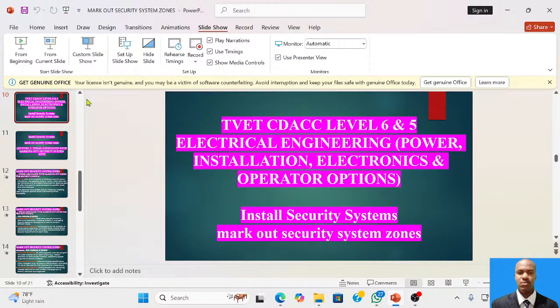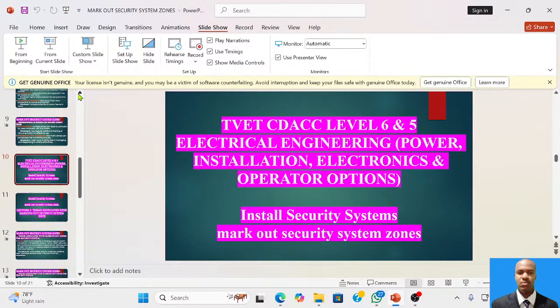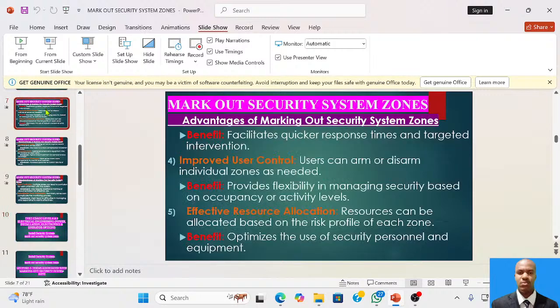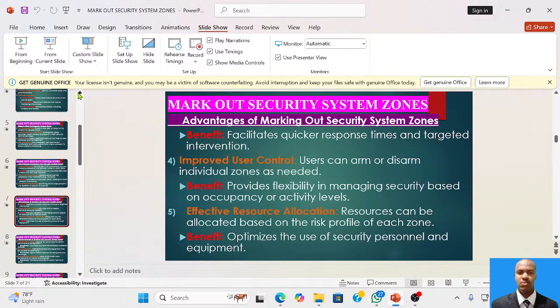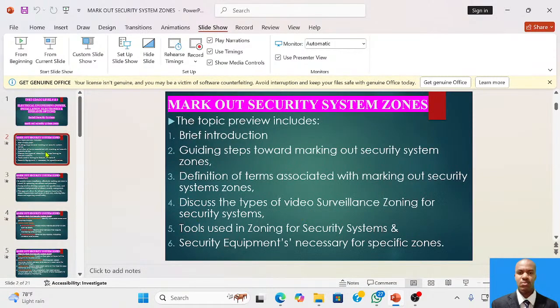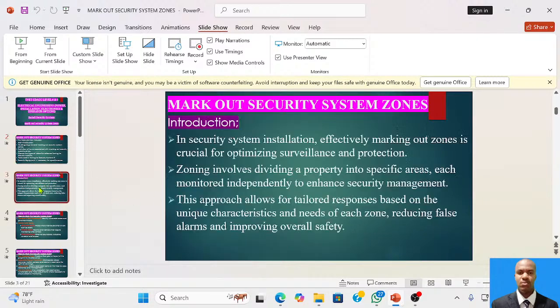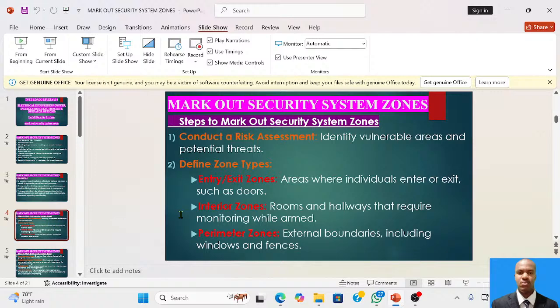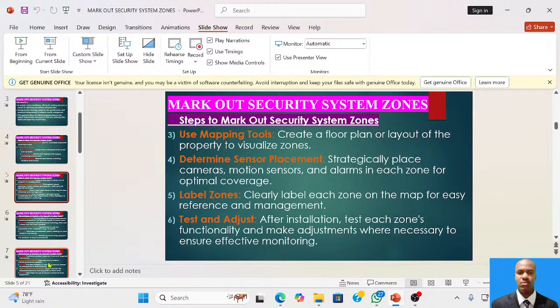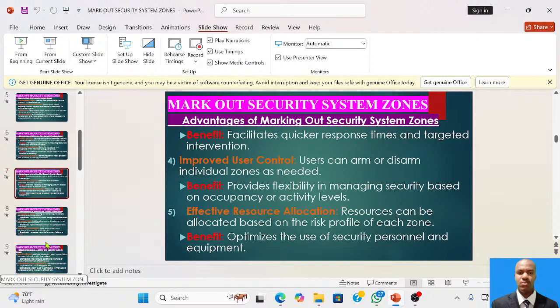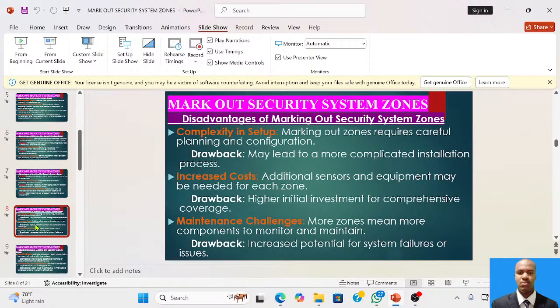The topic was marking out security system zones. We had done the introductory part, so we started with the topic expectations, and we looked at steps to mark out security system zones, and we went further to the advantages and disadvantages of marking out security zones.